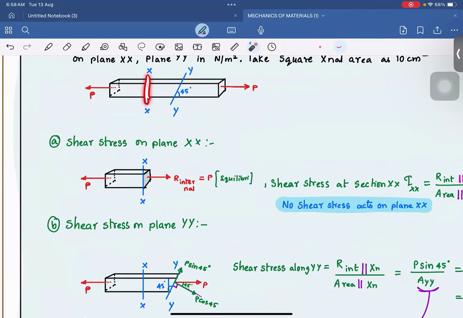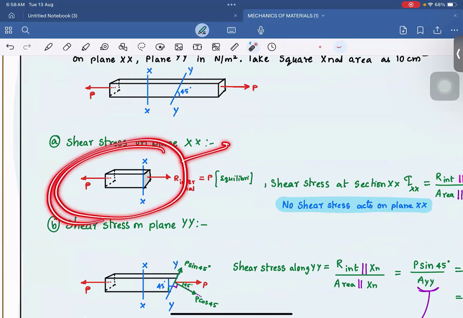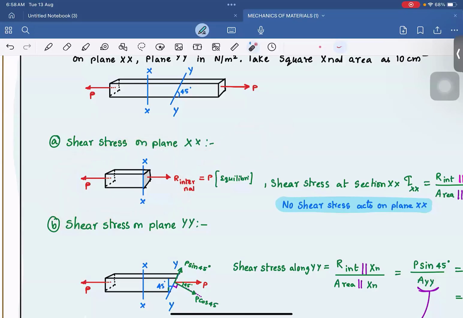I cut this member at this section and I will study only this member, and this way of studying the member by cutting is called a free body diagram. You just cut the member wherever you want and apply all the external as well as internal forces developed, then apply the equilibrium. If I cut it here, the internal resisting force is equal to P.